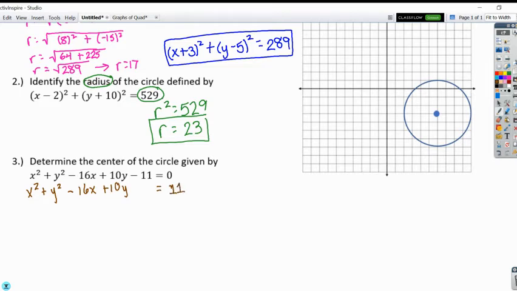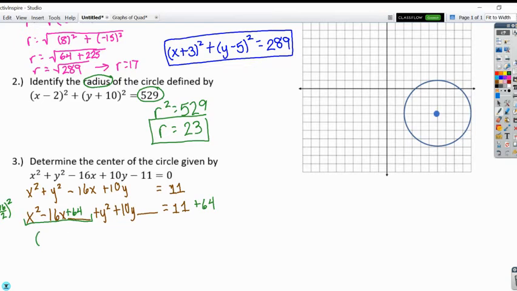Then remember, we're going to need to group our x's together, rearrange a little bit. X squared minus 16x, and we'll leave some space for it, plus y squared plus 10y, and we'll leave some space for it. This is still equal to 11. So we have to pick out those values now to complete the square. So I'm going to think about that b value of negative 16 divided by 2. That gives me a negative 8. Square it, and that's a plus 64. Remember, what you add to one side, you have to add to the other side.